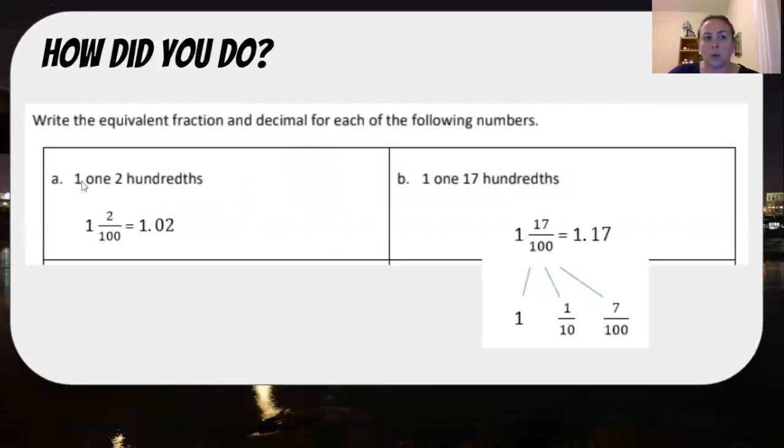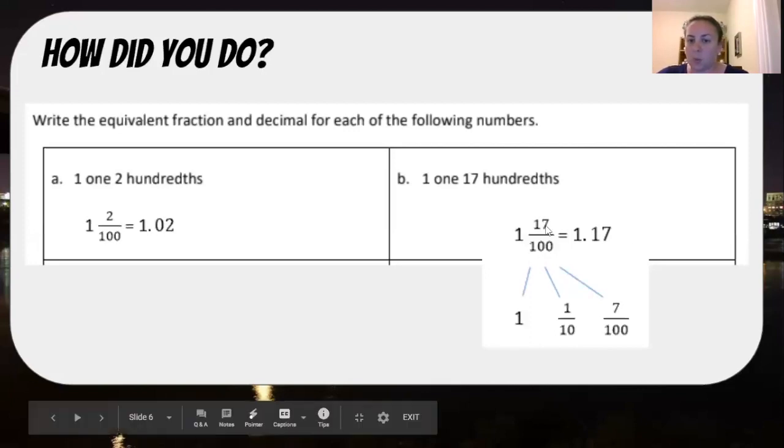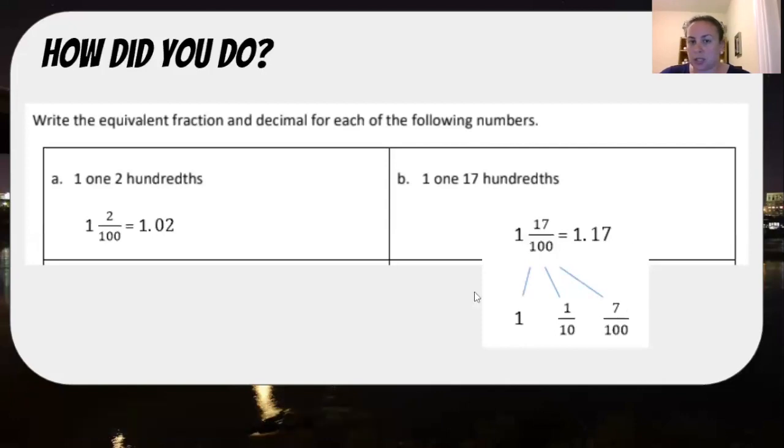All right, our next problem, we were to write the equivalent fraction and decimal. So the first one was 1 and 2 hundredths. So our fraction was 1 and then 2 over 100, for 1 and 2 hundredths. And that was equal to 1.02, or 1 and 2 hundredths. All right, for letter B, 1 and 17 hundredths, we have one whole, and then 17 hundredths, or 17 over 100, equals 1 and 17 hundredths, or 1.17. And to show that as a number bond for the fraction, we have a one whole, then we have our 1/10 and our 7 hundredths.